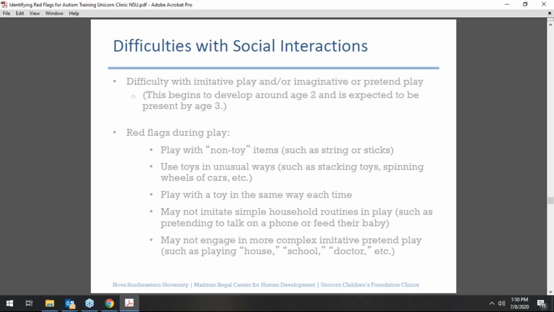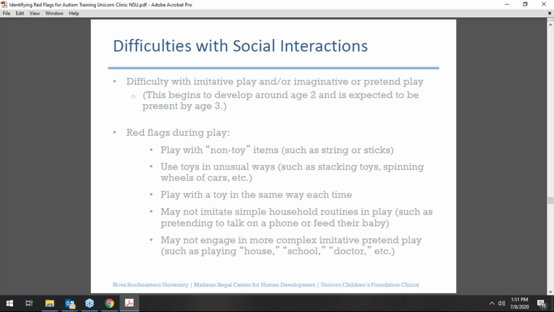So I remember a child who had a sofa, and it was, I think, microfiber, and it was peeling, and the child would constantly pick at the furniture until there was a complete bald section. So that's what we mean by non-toy items. What is it that they're playing with? And the unusual ways, like I mentioned, stacking toys, spinning the wheels of the cars. If you see that this is an ongoing thing, obviously it's a red flag.